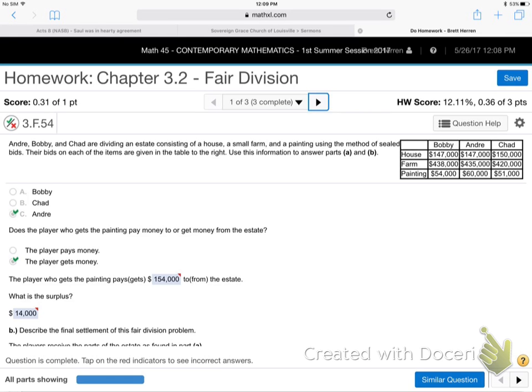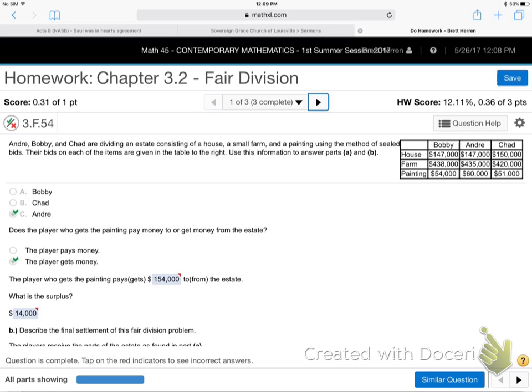Maybe Bobby just loves the house. He has warm memories of there. Andre loves the farm because that's the kind of person he is. Whatever. So not everybody values everything equally. You can't just assume fairness is fair in their eyes. So here's the method. It's called sealed bids.